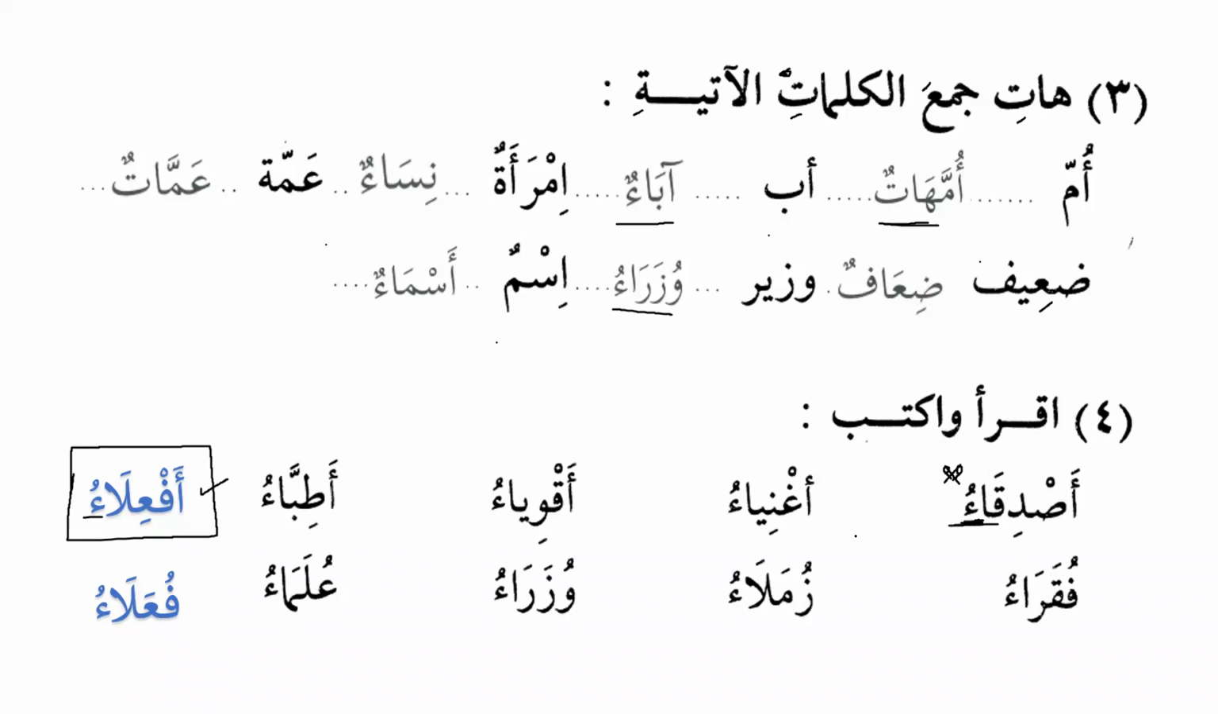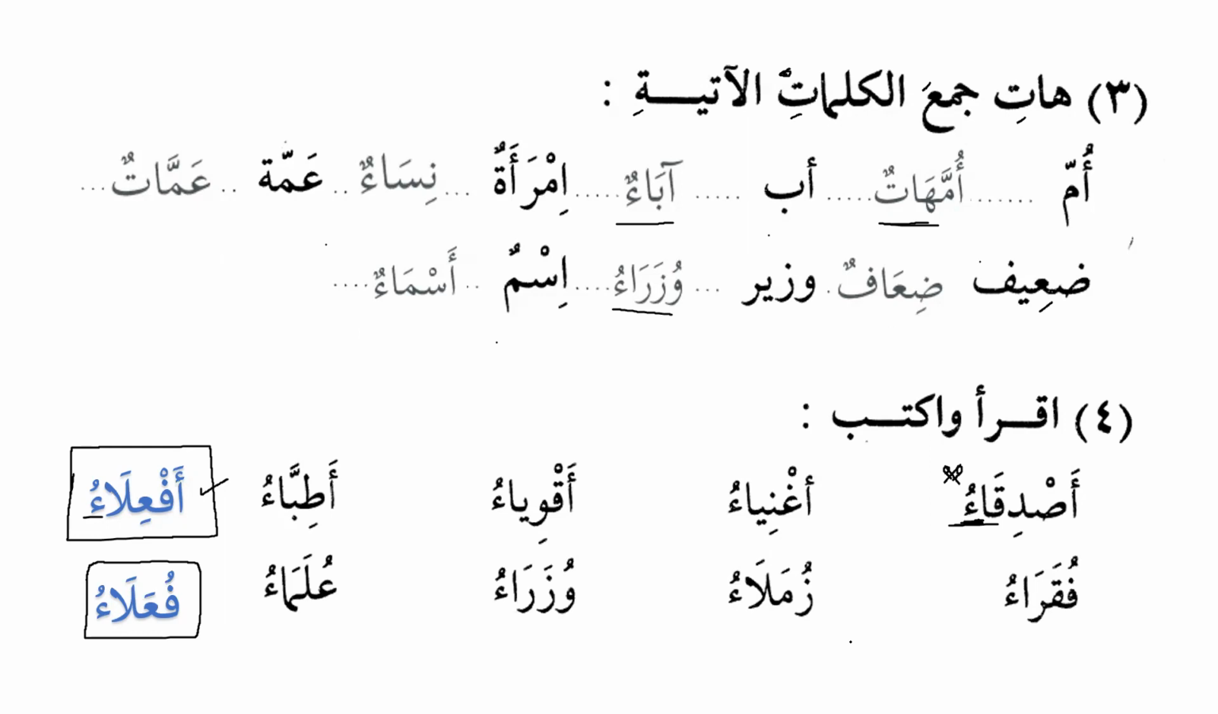Similarly, we have aghniya'u, plural of ghaniyun; aqwiya'u, the plural of qawiyun, strong; and atibba'u, the plural of tabibun. Similarly, we have the pattern fu'ala'u. So any noun that comes on the pattern of fu'ala'u is also mamnu' min as-sarf, that is diptote.